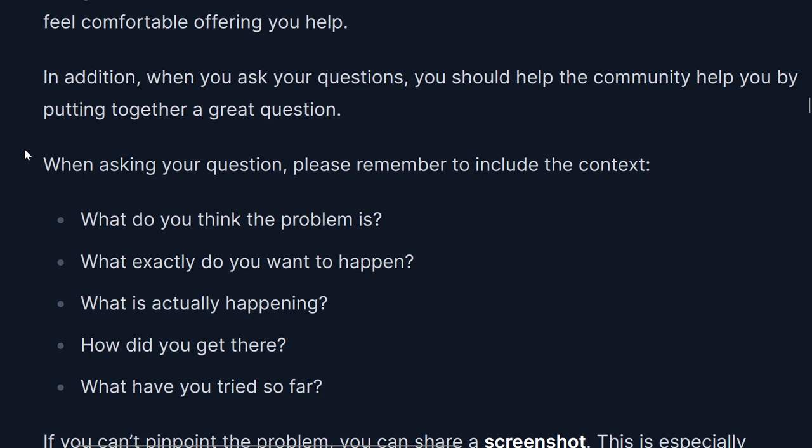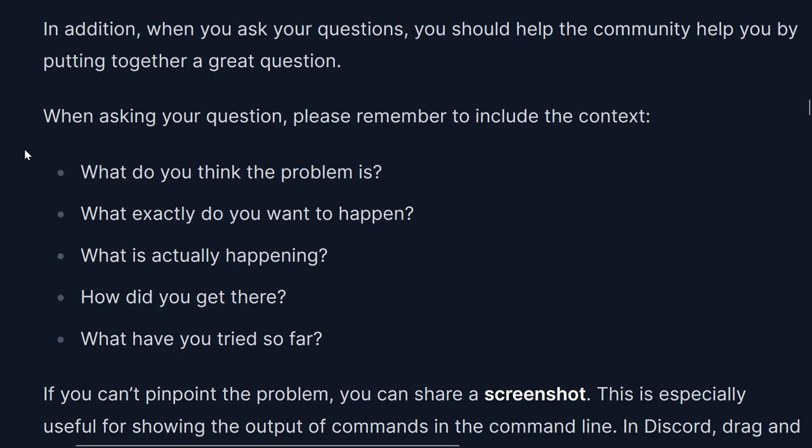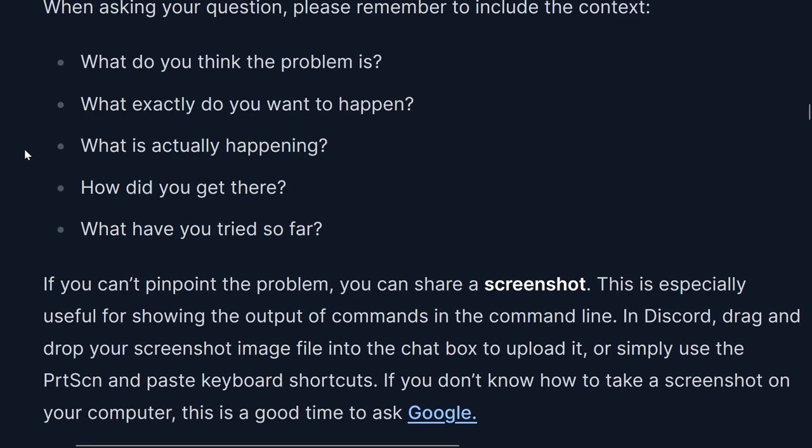In addition, when you ask your questions, you should help the community help you by putting together a great question. In asking your question, please remember to include the context. What do you think the problem is? What exactly do you want to happen? What is actually happening? How did you get there? What have you tried so far?